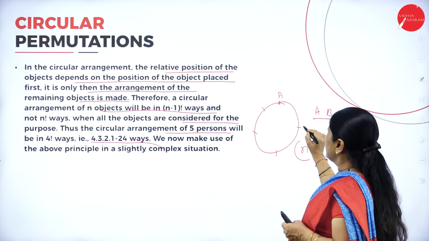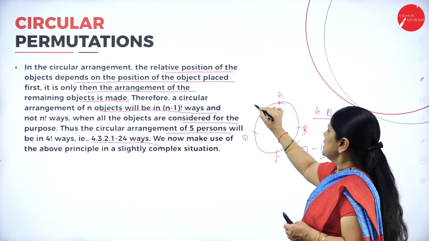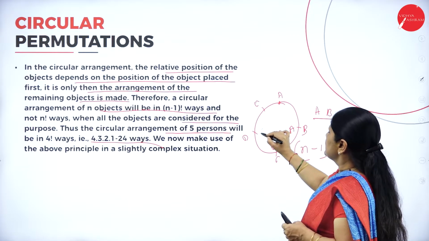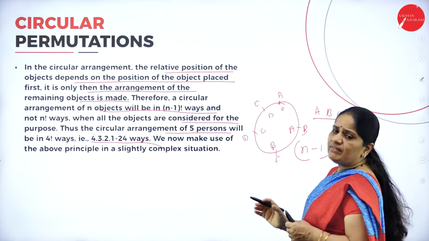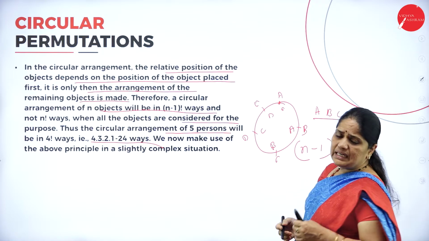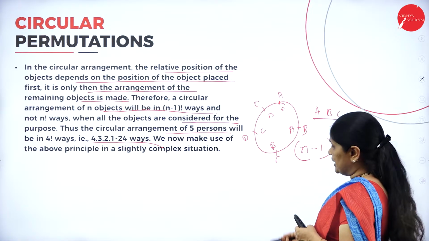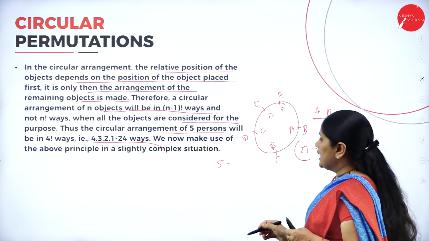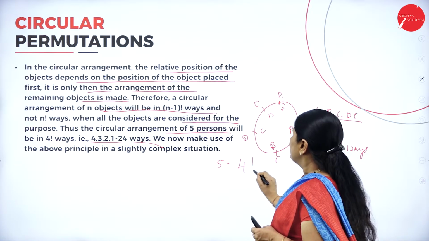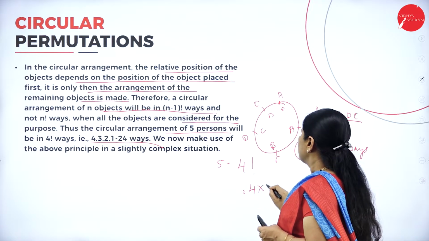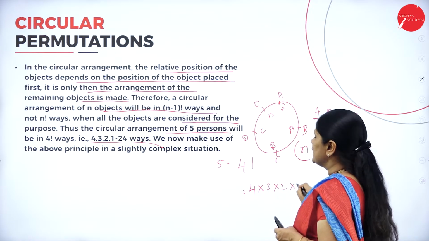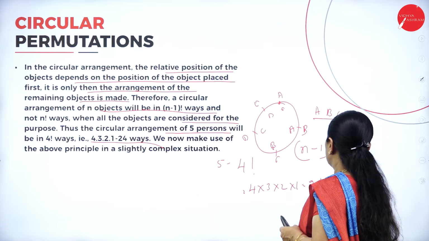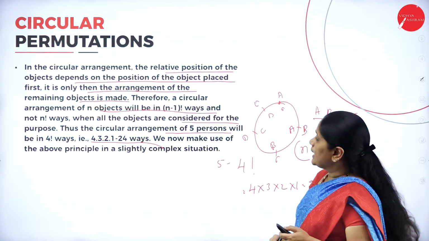So, I can write here A, B, C, D or E, or I can write here A, then B, C, D and E. Anyway I can write, and I can do this in n-1 factorial ways. That is, if there are 5 persons in a circular arrangement, then the arrangement can be made in 4 factorial ways. That is 4 into 3 into 2 into 1, that is 24 ways. 24 ways we can make the arrangement.